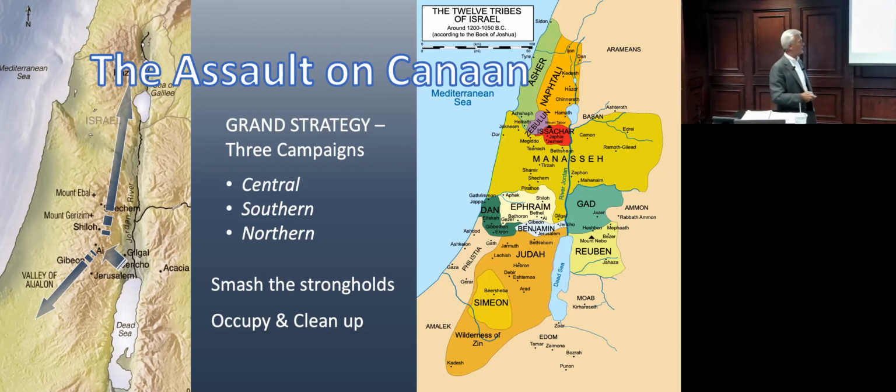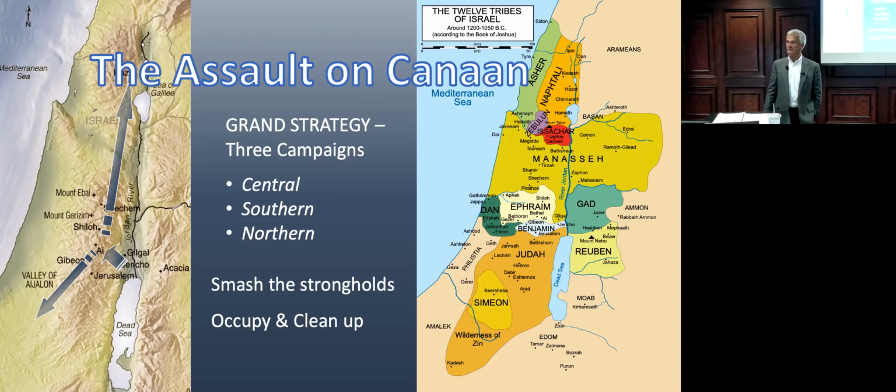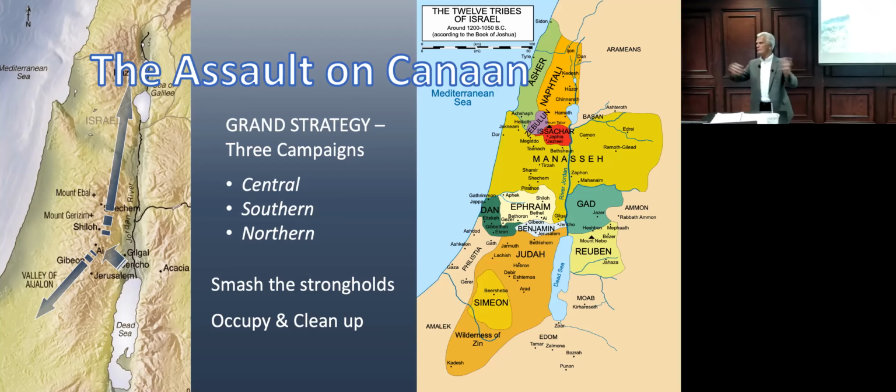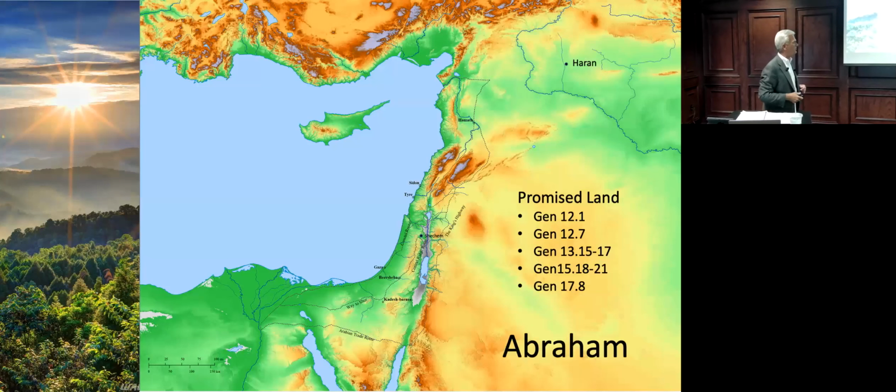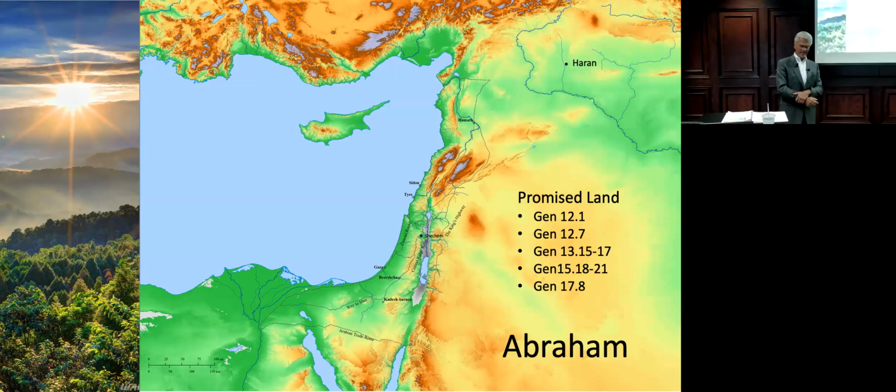But before we jump into that work, let's ask the question of what are the boundaries of the promised land? Where did they come from? People have sort of an amorphous view of this, and we need to get a better picture of it. And so it goes all the way back to the promises that were made to Abraham when he was Abram.